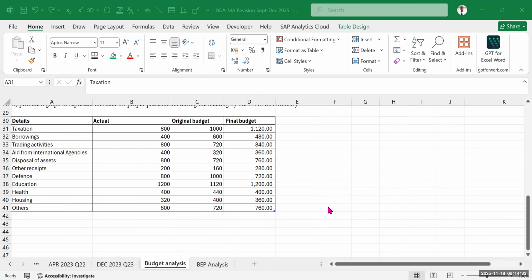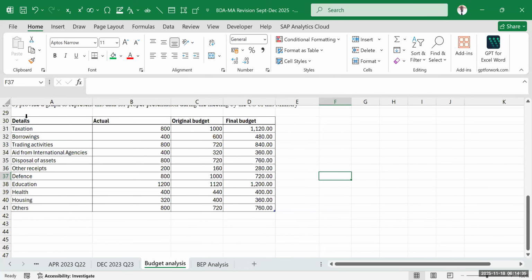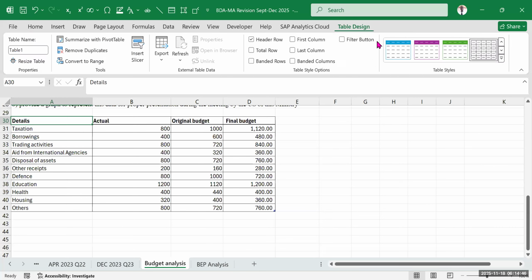Oppo, it is very, very simple and interesting. What I did, I just clicked on my table anywhere. And then I want you to check on your menu bar. There is something called table design. You see my table design tab. Then from there, there is table styles.